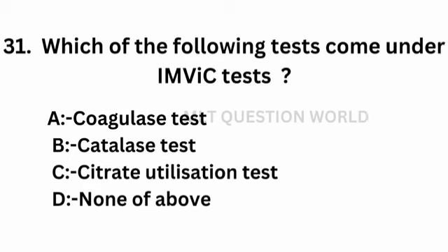Question number 31. Which of the following tests come under IMViC test? Option A, coagulase test. Option B, catalase test. Option C, citrate utilization test. Option D, none of the above.